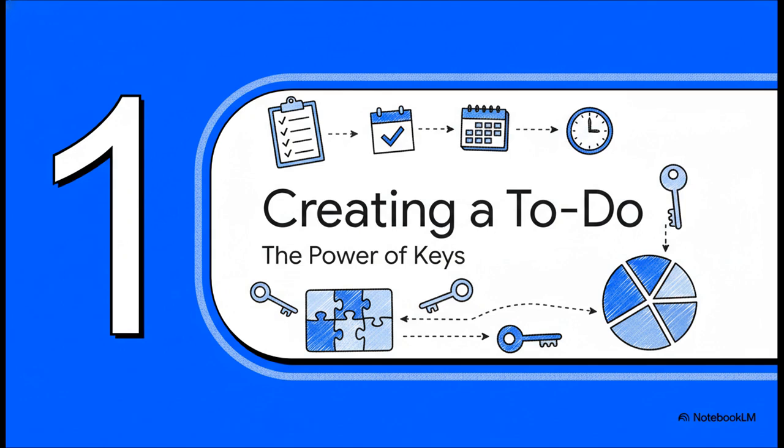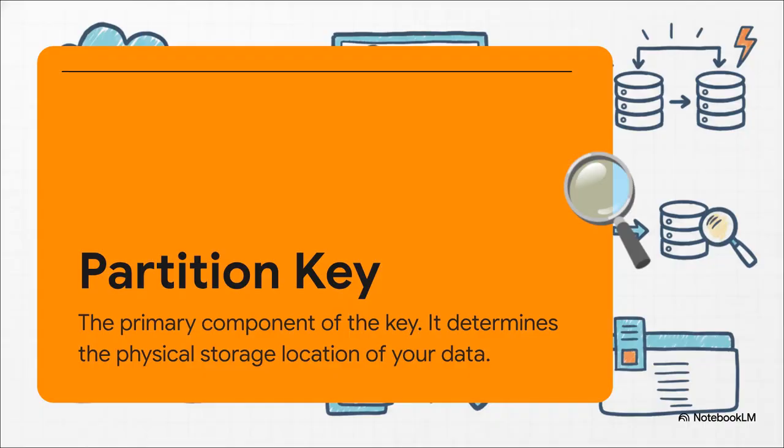Okay, to really see how this all works in the real world, let's build a super simple to-do application. And we're going to start with the most important concept in the entire DynamoDB universe: keys. First up is the partition key, and trust me, this is the big one. DynamoDB uses this key to figure out exactly where to physically store your data on its servers. And that filing cabinet analogy, it's perfect. If you're looking for all the files for a specific client, you go directly to that client's drawer. You don't search the whole cabinet. That drawer, that's your partition key.